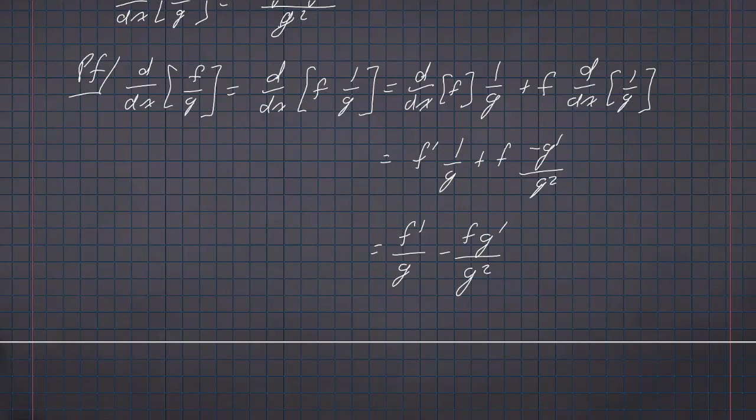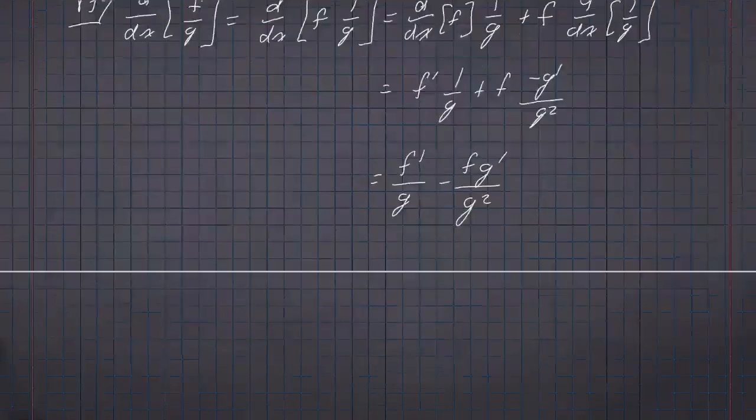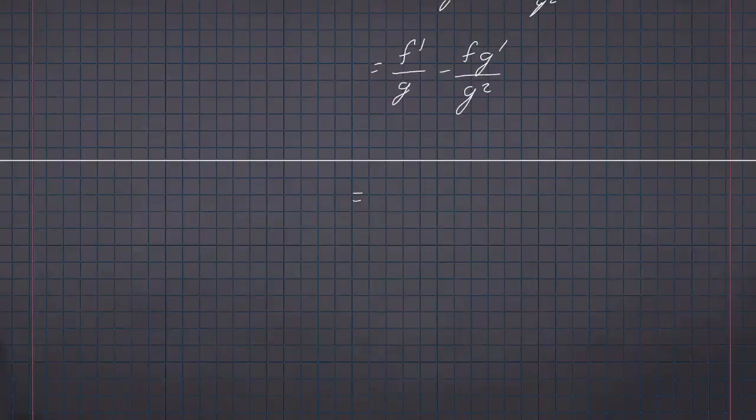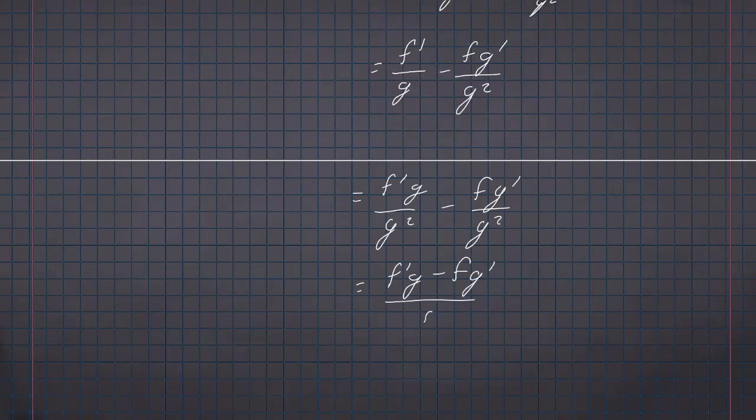If I take that first fraction and multiply top and bottom by g, I'll have some common denominators. And then I can subtract across the numerator. And now we have the quotient rule. And the quotient rule is very powerful. With the quotient rule, of course, we can take the derivative of rational functions.